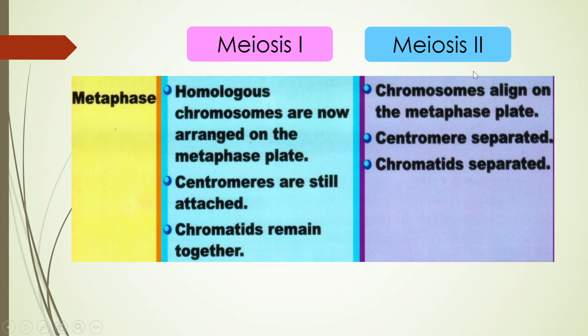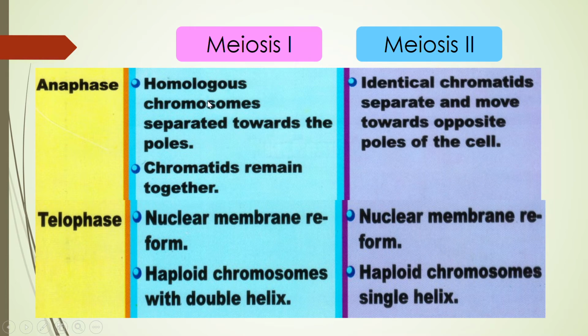But in metaphase 2, chromosomes are aligned on the equatorial plane. Chromosomes are no longer homologous chromosomes, and the centromere here separated, so the sister chromatids separated. In anaphase 1, homologous chromosomes separated towards the pole, sister chromatids remain together. But in anaphase 2, identical chromatids begin to separate because of the separation of the centromere just now, and they are moving to the opposite poles of the cell.